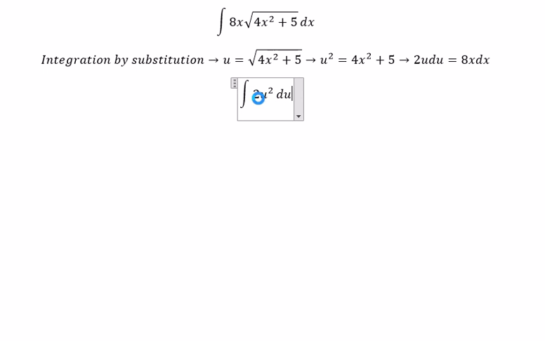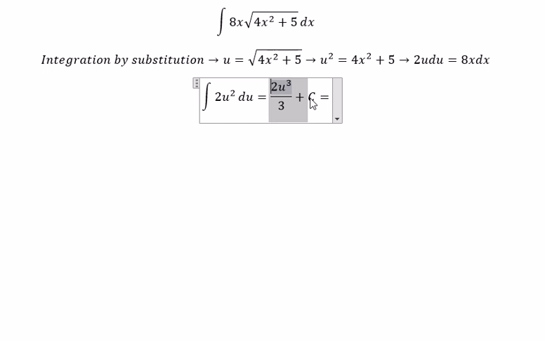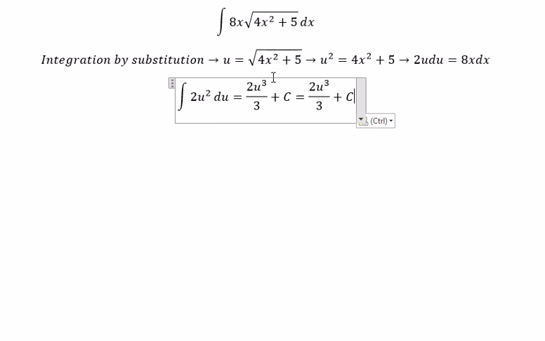And now we can get the final answer. The integral of u squared, you get 2u to the power of 3 over 3 plus c. About u, we need to change back for this one.